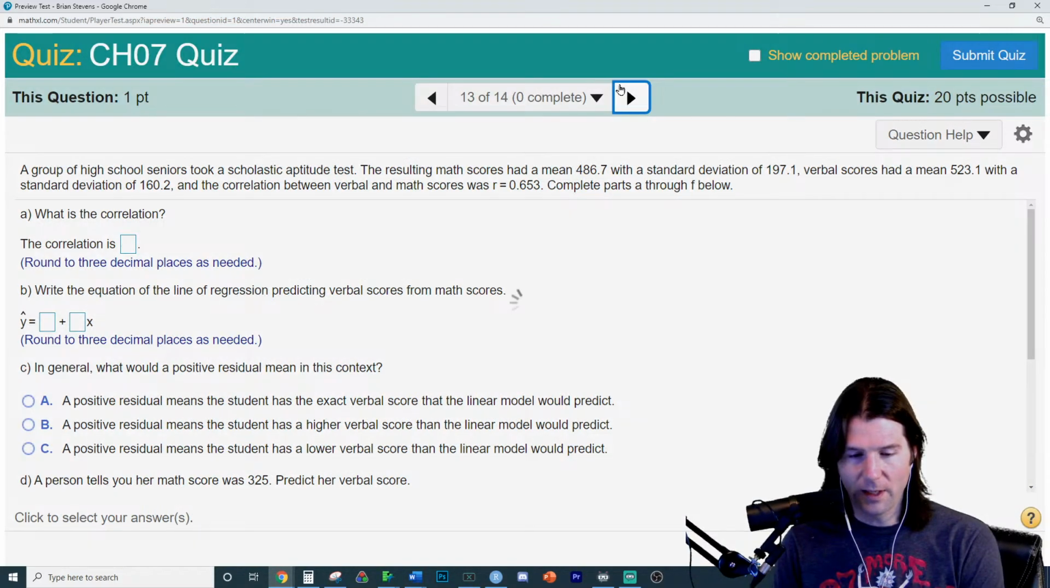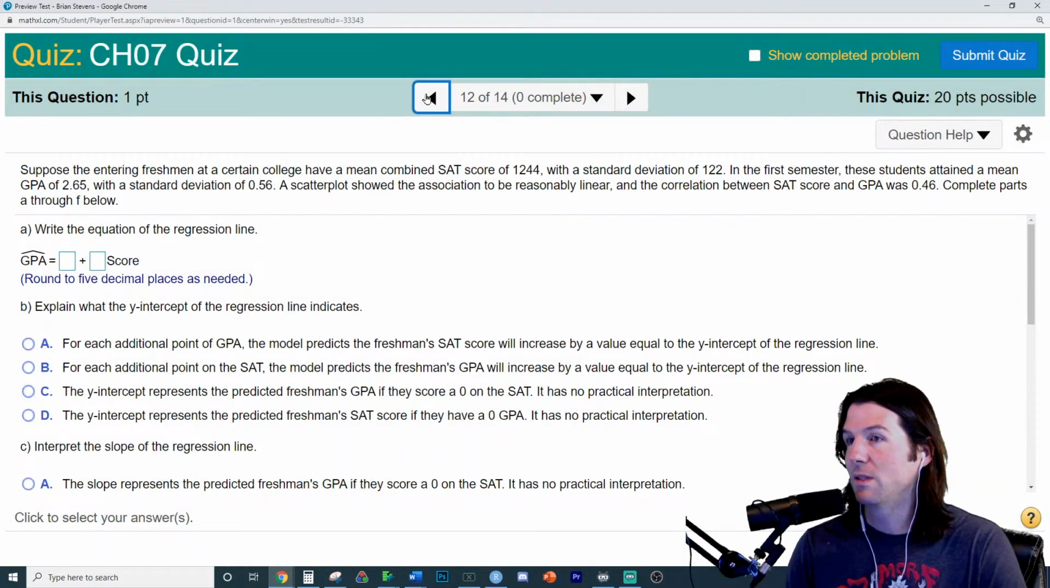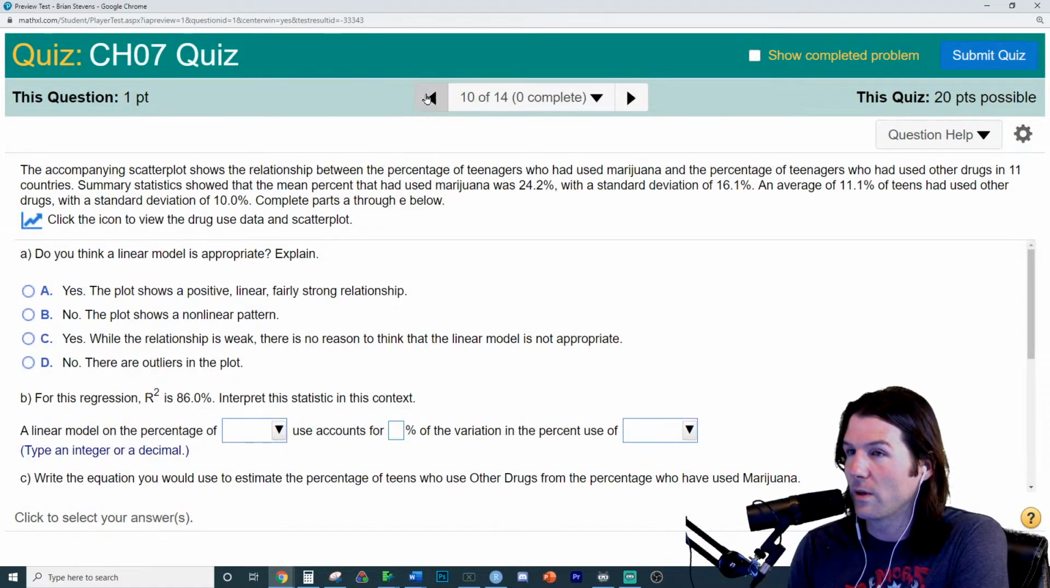Let's look at that car question right here. And then 201, any questions you have on all of these, let me know. Let's take a look at that car question. So where is it?